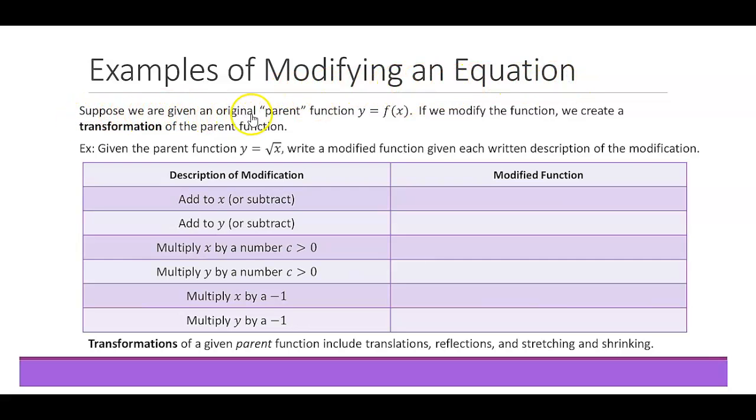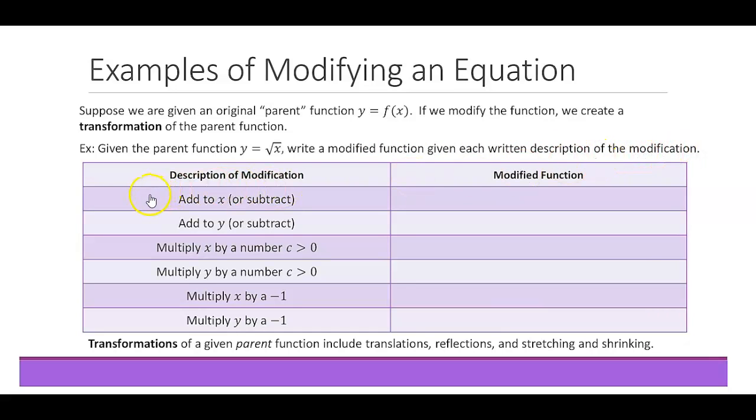Suppose we are given an original parent function y equals f of x. If we modify the function, we create a transformation of the parent function. Before we take a look at graphing these transformations, we're going to go through some examples of what it means to modify the function. So in this example, we're given the parent function y equals the square root of x, and we want to write a modified function given each written description of the modification.